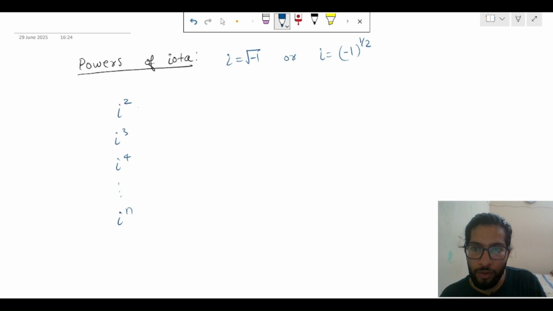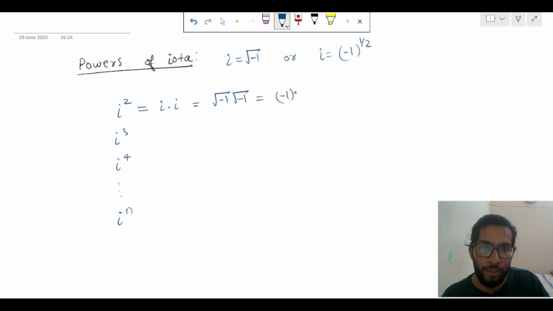So first of all, iota square will be iota multiply iota, which means under root minus 1 under root minus 1, which means minus 1 square under root, but we will take iota square is equal to minus 1, as it is the square of minus 1 and whole under root. Okay, so iota square is equal to minus 1.